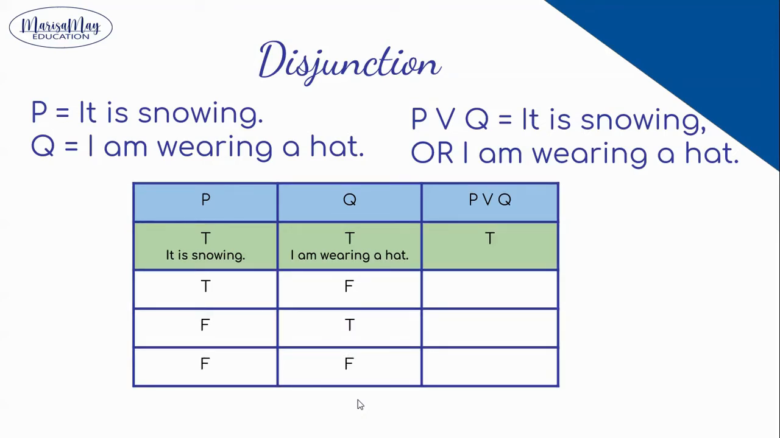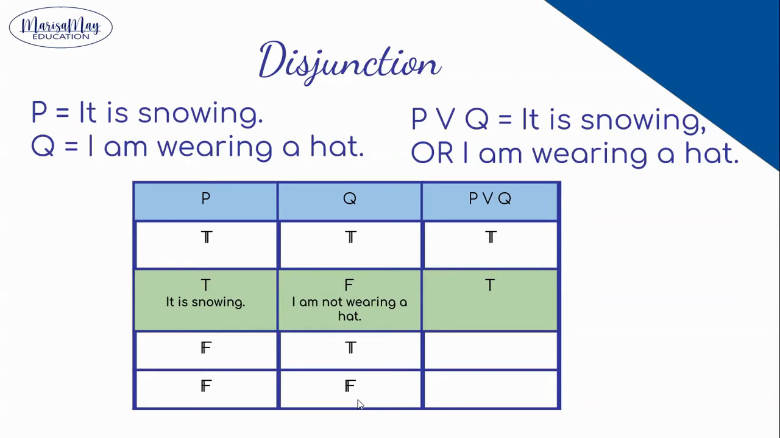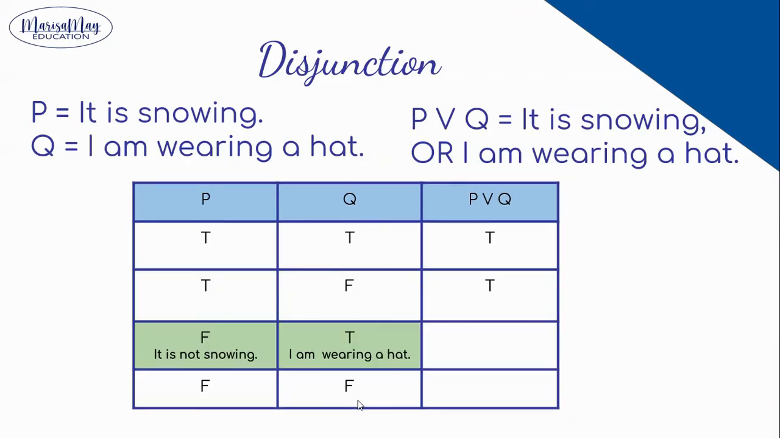Let's look at the second scenario then. It is snowing, but Q is false here. I am not wearing a hat. So if we look at the statement, "it is snowing or I am wearing a hat," this has to be true because it is snowing. It either has to be snowing or I am wearing a hat. Since I'm not wearing a hat, but even though it's still snowing, I know this has to be true as well.